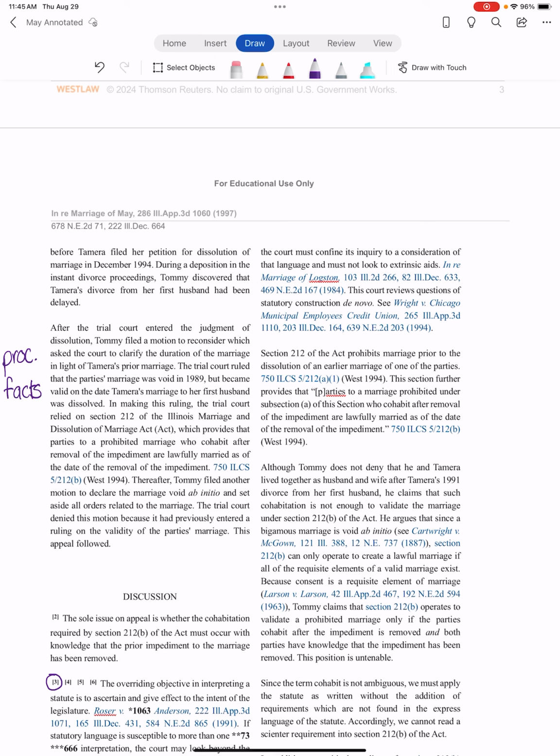Okay, so remember, procedural facts are what happened once you got to court. Once somebody filed the lawsuit, once somebody filed the petition for dissolution, for divorce, or for an annulment, what happened? Those are my procedural facts. That tells me where we are in the court process and what might have already been decided by lower courts.